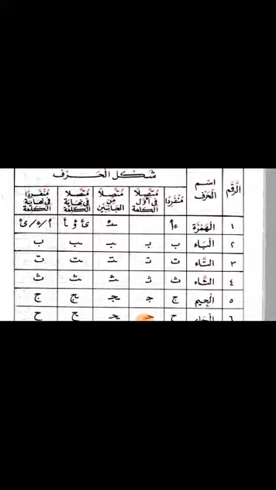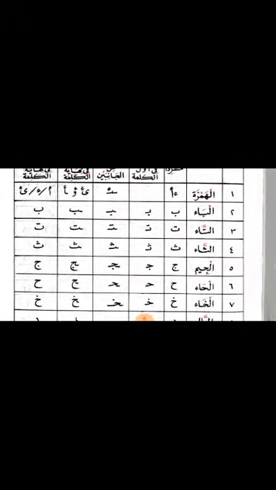Then we have muttasilan fi awwal al kalima. Muttasilan means joined at the start of the word; they are written like this. Muttasilan bayna harfayn, when these alphabets are written in the middle of the word, with an alphabet on both sides, they are written like this. Muttasilan fi nihayatil kalima, when they are written at the end of the word, they are written like this. Munfaridan fi nihayatil kalima, when they are written alone at the end of the word, they are written like this. Okay.